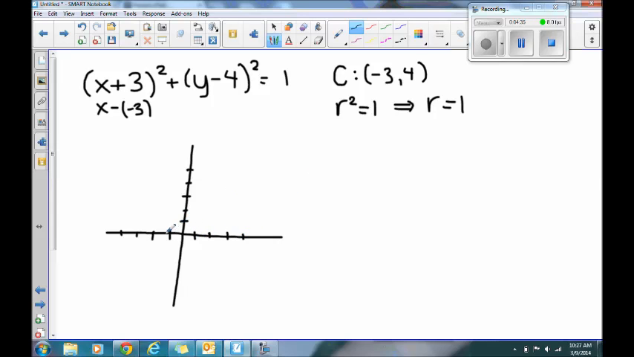So again, the point (-3, 4) is not officially a point on the graph, but we need to have it there so that we can use that as a guideline to figure out where our circle is. And if the radius is 1, then we can move up 1, down 1, left 1, and right 1 to get to points on our circle. And then connect the dots so it looks round. So this blue graph is the graph of the equation that we started with.